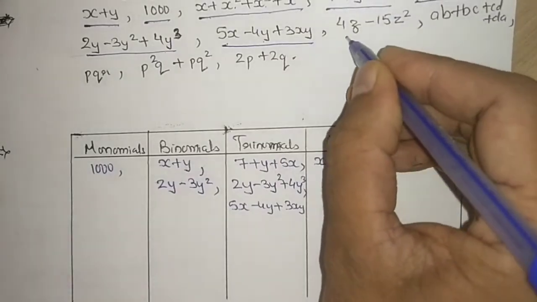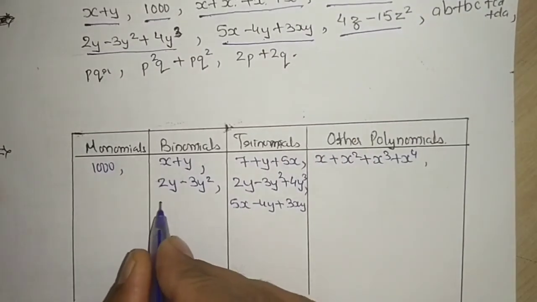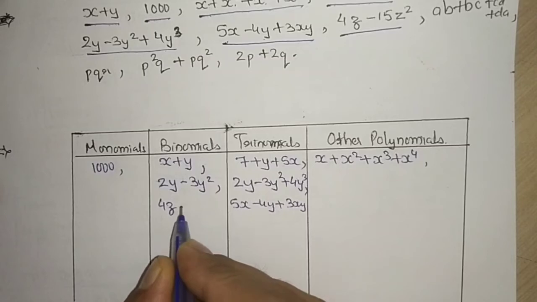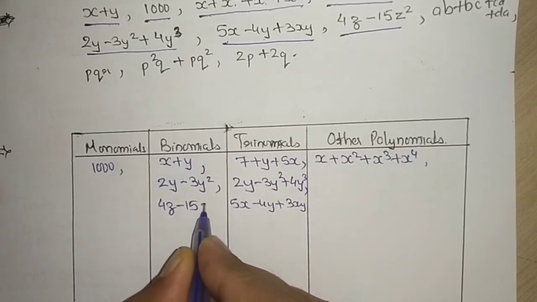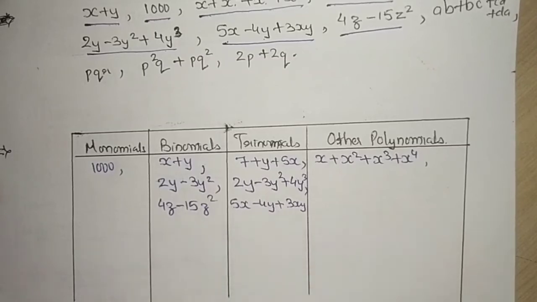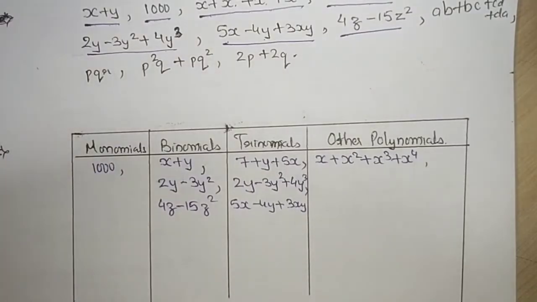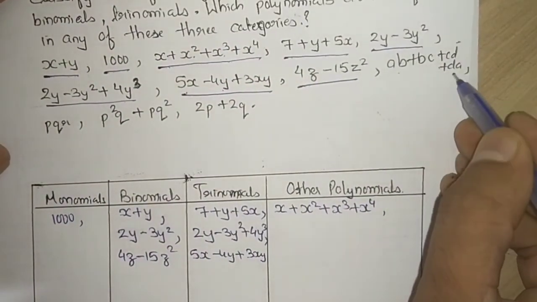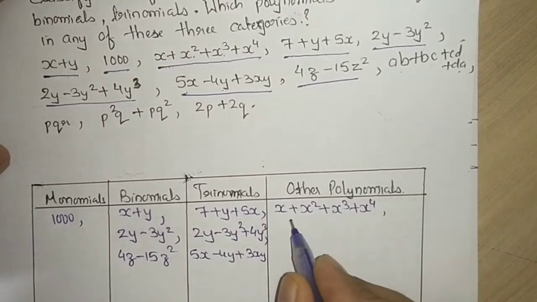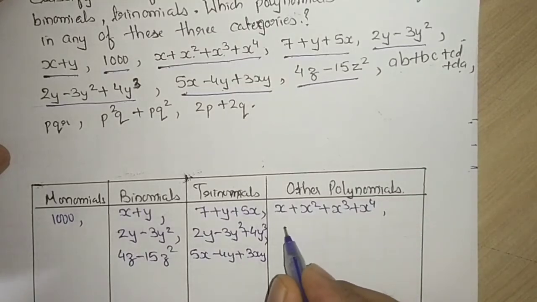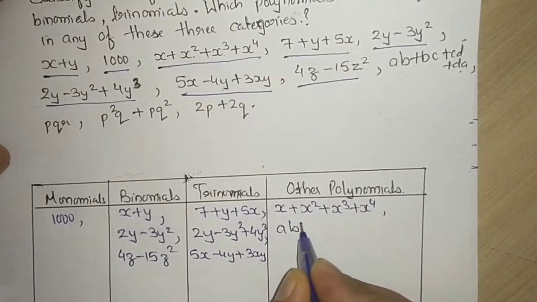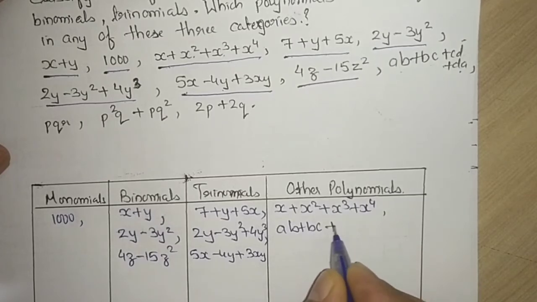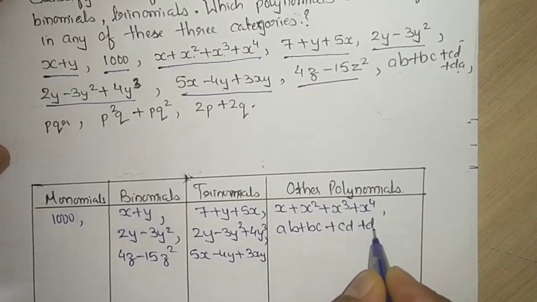Moving to the next, this has 2 terms, so it will be placed in binomial, 4z minus 15z square. Moving to the next, we can see here 1, 2, 3 and 4 terms, so it will be in other polynomials, ab plus bc plus cd plus da.